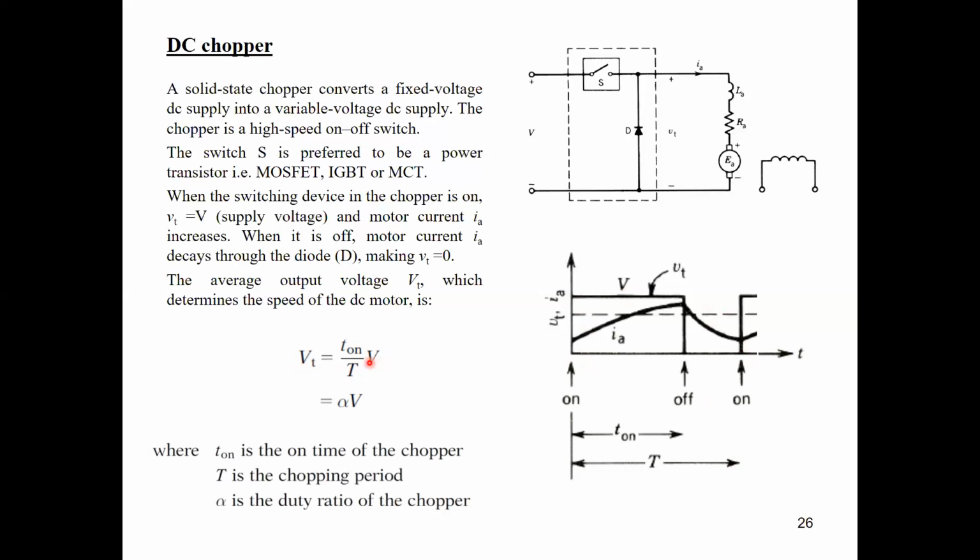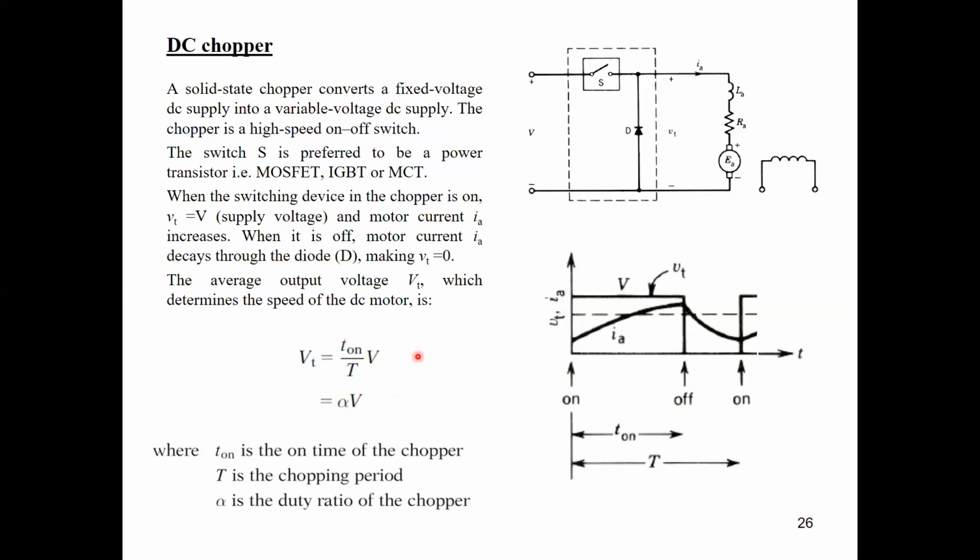the input voltage. T on divided by T is called alpha, and sometimes referred to as the duty cycle with the symbol D, but here it's written alpha to differentiate between D as diode and D as duty cycle. However, it's well known as the duty cycle or duty ratio of the DC to DC chopper. So simply, this is the relation between the output voltage and the input voltage for the DC chopper.